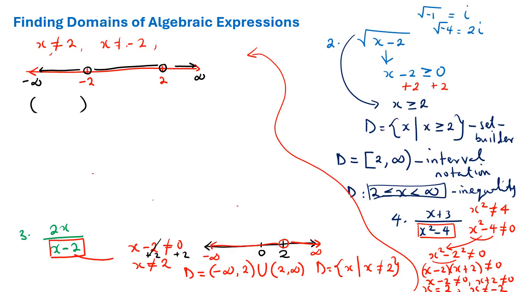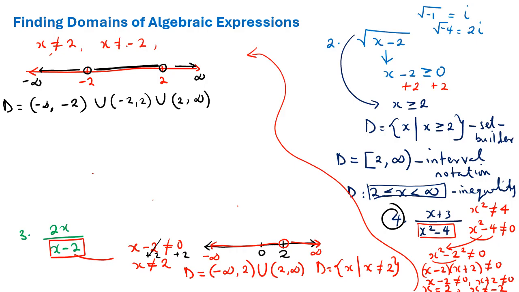The first will include -infinity to -2, and then I'm going to do a union. In between -2 and 2, I have (-2, 2). And I have another union, and I have 2 toward +infinity. All right. So this will be the domain of this expression here for number 4. Okay, this will be about it.